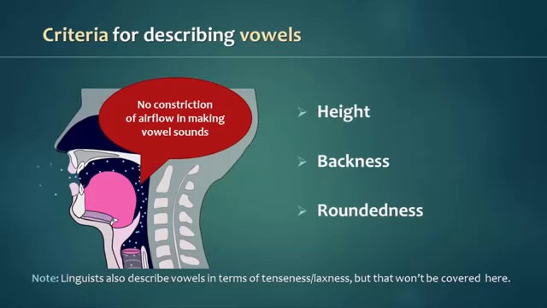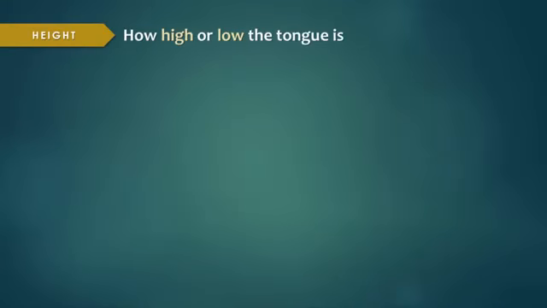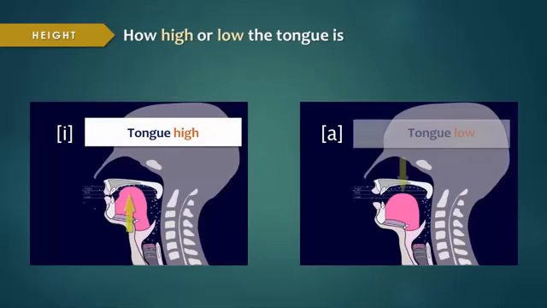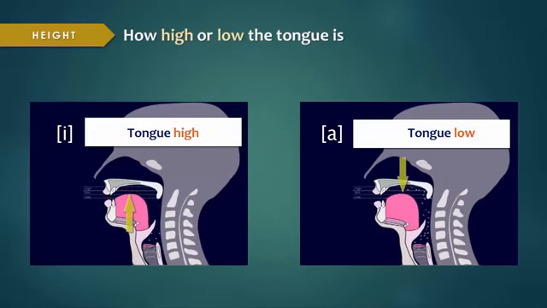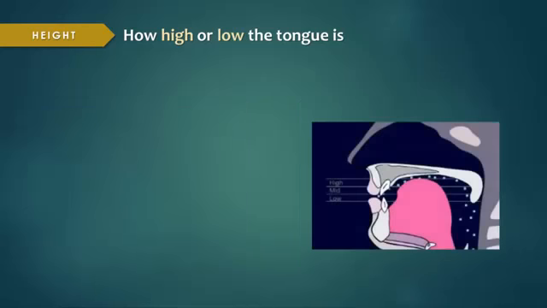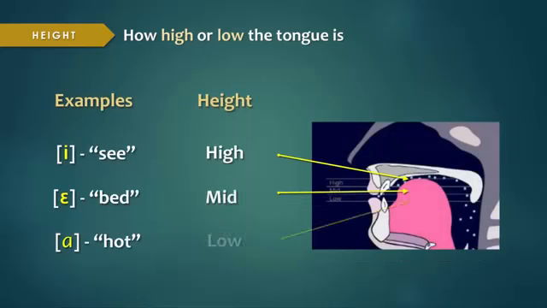Let's talk about each of these in turn. Height refers to how high or low the tongue is in the mouth when producing the vowel. For example, consider the vowel sounds E and Ah. If you say both of these vowels in succession, you should feel your tongue going up and down as you say E, Ah, E, Ah, E, Ah. In terms of height, vowels are either considered high, mid, or low. E is an example of a high vowel, and Ah is an example of a low vowel.